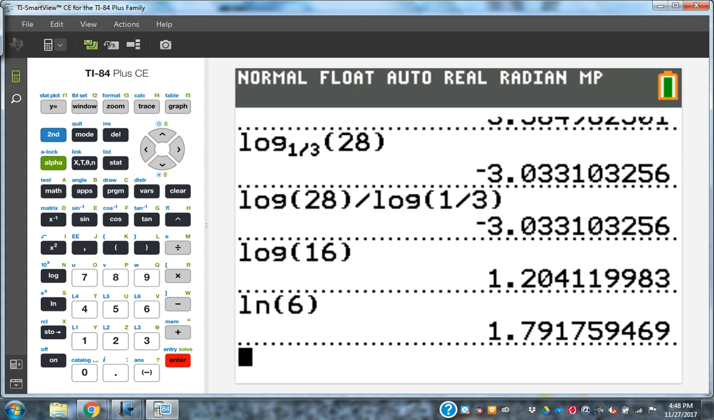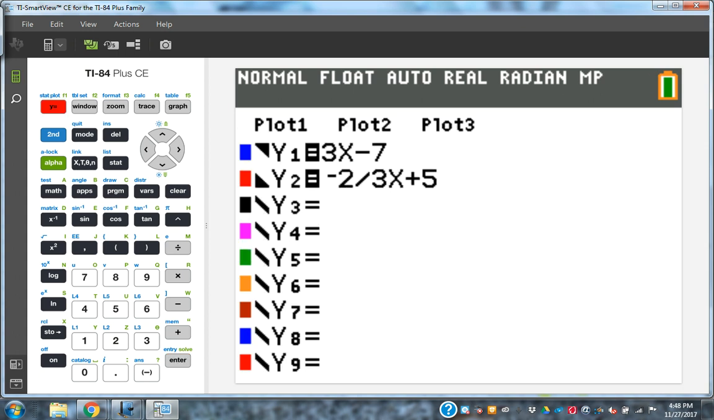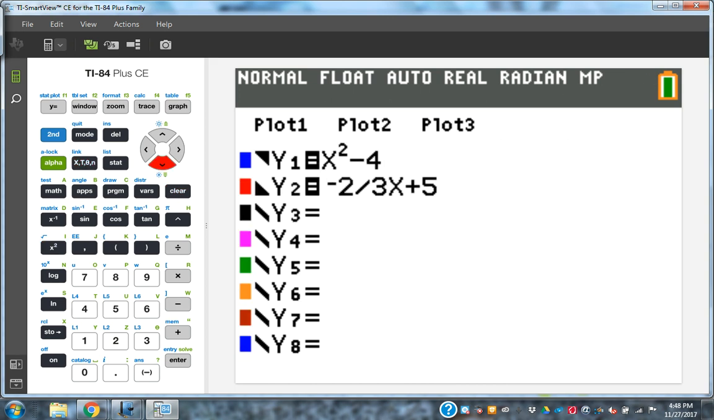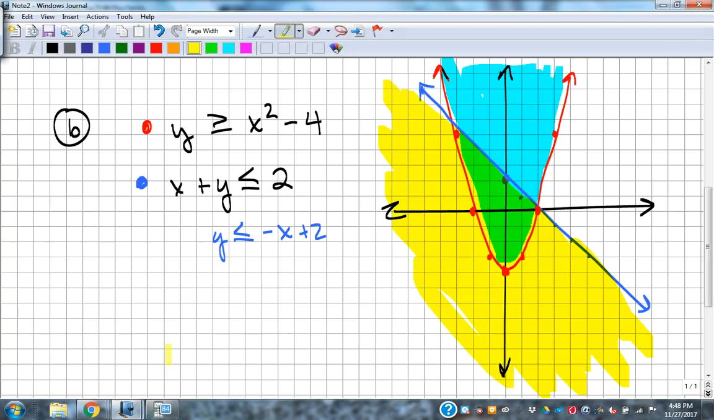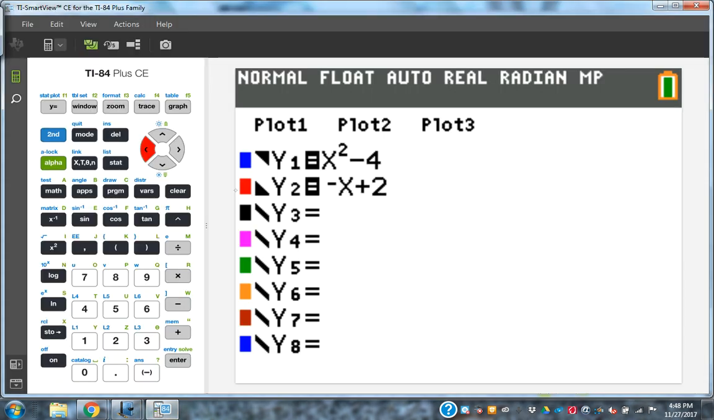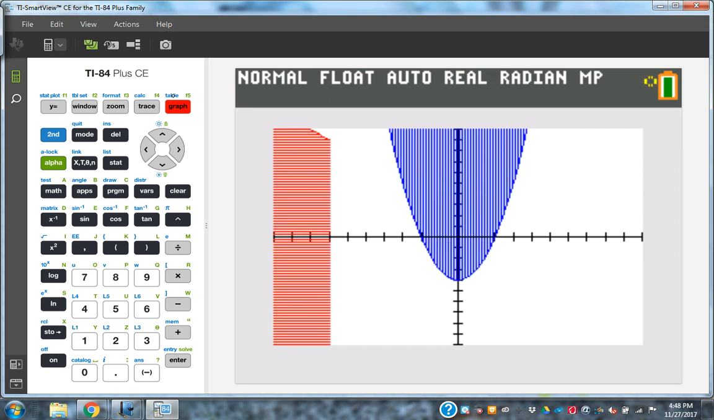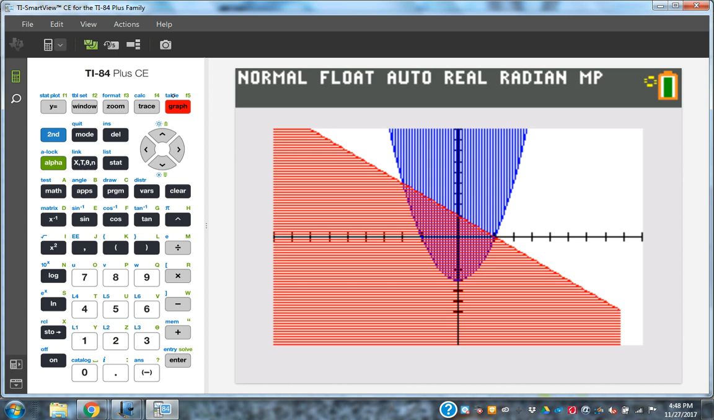The graphing calculator, same idea. Clear that. X squared minus 4, and then this one was -x plus 2. But the graphing for that one was less than, so yeah, I got the right triangle there. Hit graph. There's that one. There's that one. It's overlapped there. Pretty easy to do.